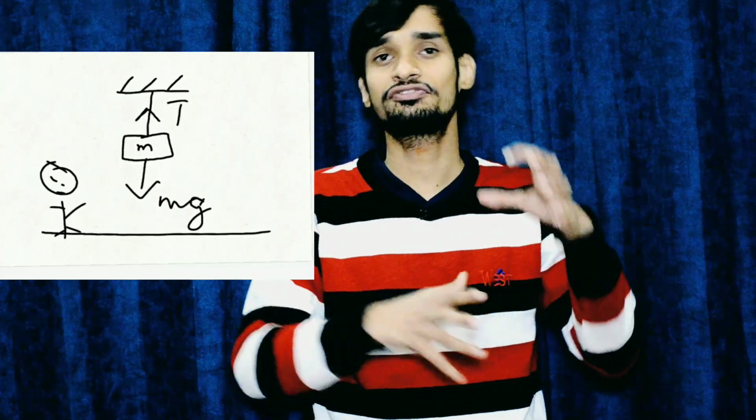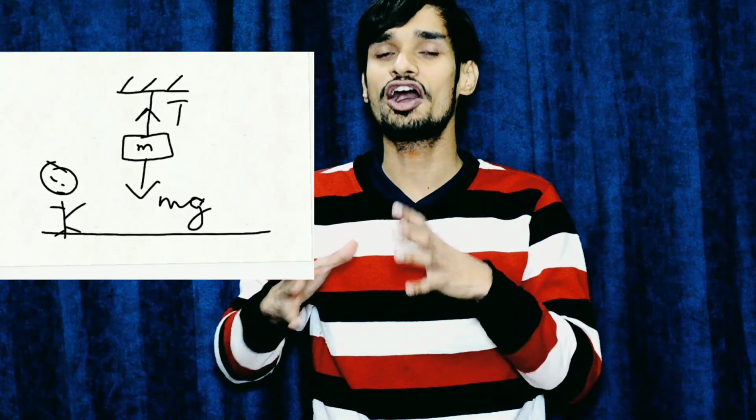Now this opposite force comes from the third law of motion, Newton's third law, which is action and reaction. So the normal force, or T here, is equal to mg. This is the first equation, and this is the simplest way in which we can find the tension force and mass. Now about the second application.